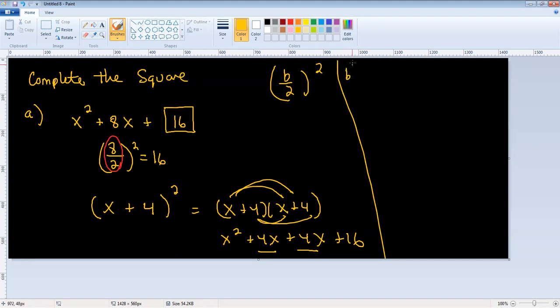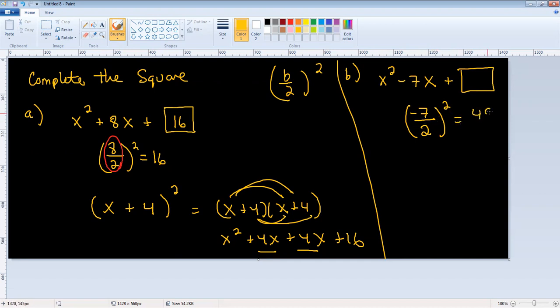Okay, what about this one? We have x squared minus 7x and plus some magic number. So how do we find the magic number? Well, we do that thing again. We take this one, divide it by 2, square it, and let's see what we get. Well, it looks like we get something like this.